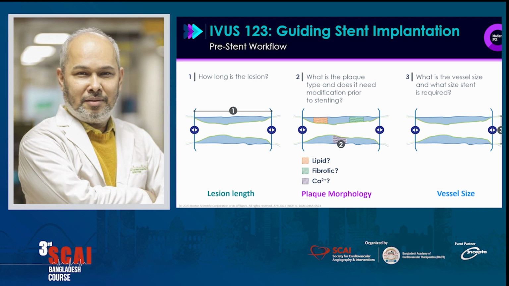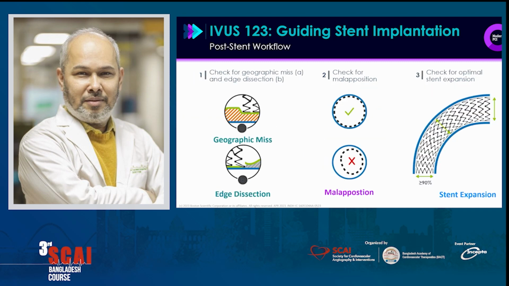And finally, vessel sizing, which is covered by Dr. Sanjog, so I should skip it. And second thing, the post-stent workflow: how you can check the angiographic means. Very important, especially in ostial lesions, ostial LAD or ostial left main or ostial RCA. The angiographic means may cause mishap in the subsequent days.